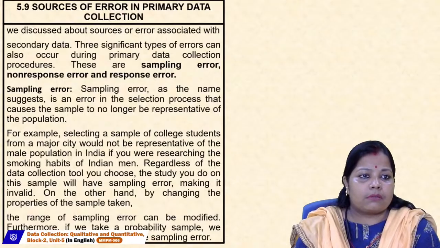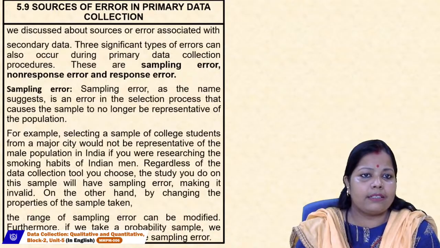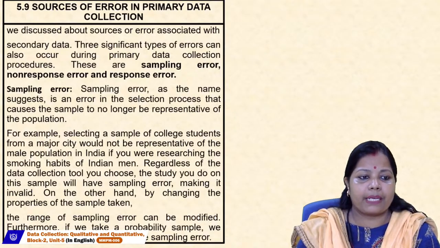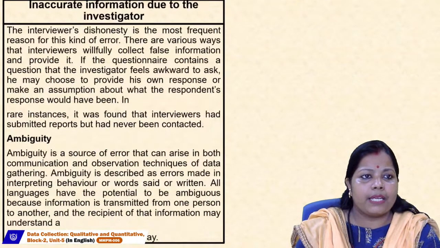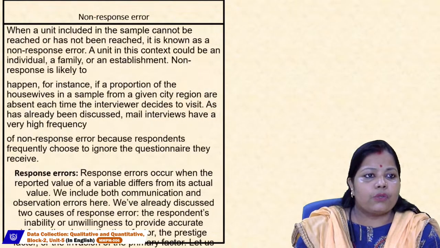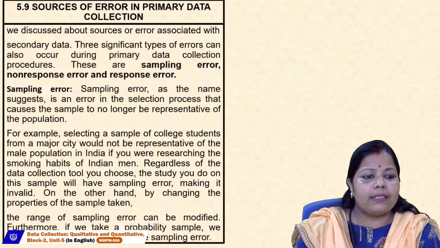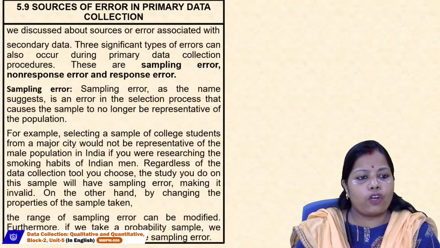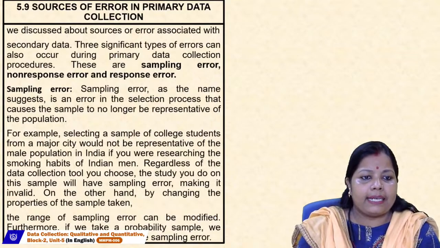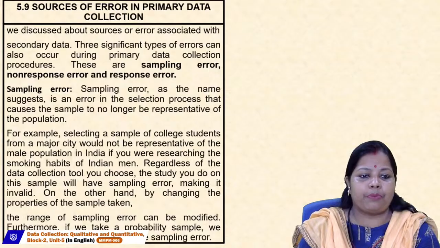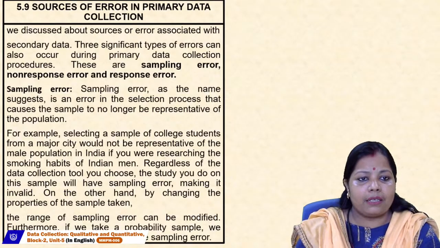Last but not the least is sources of errors in primary data. As we are collecting the primary data manually, there is a chance of error. Basically, sampling error is there, response error is there, and non-response error is there. Sampling error, as the name suggests, is an error in the selection process that causes the sample to no longer be representative of the population. In that case, sampling error occurs.